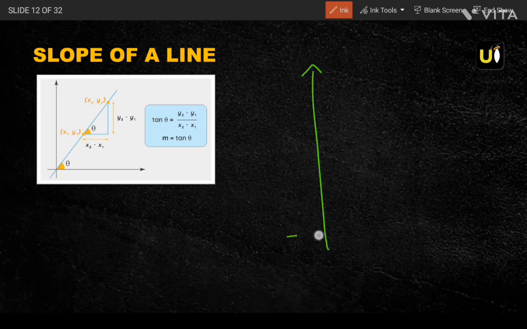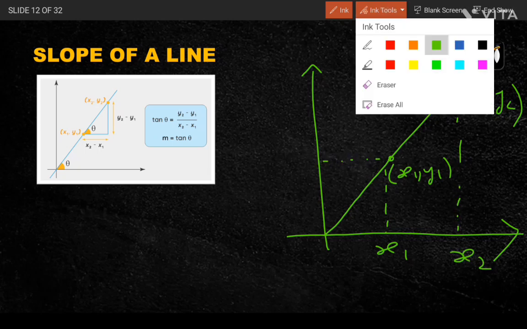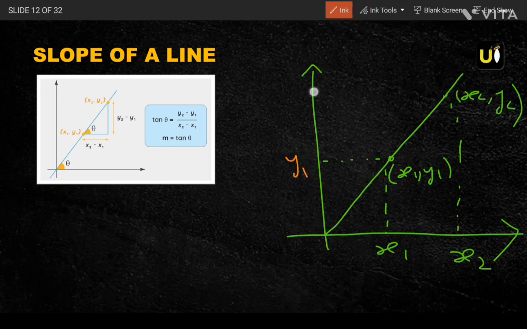We were given a line. This is a point x1 comma y1, and this is a point x2 comma y2. That means this is x1, this is x2. Let's use a different color. y1, this is y2.